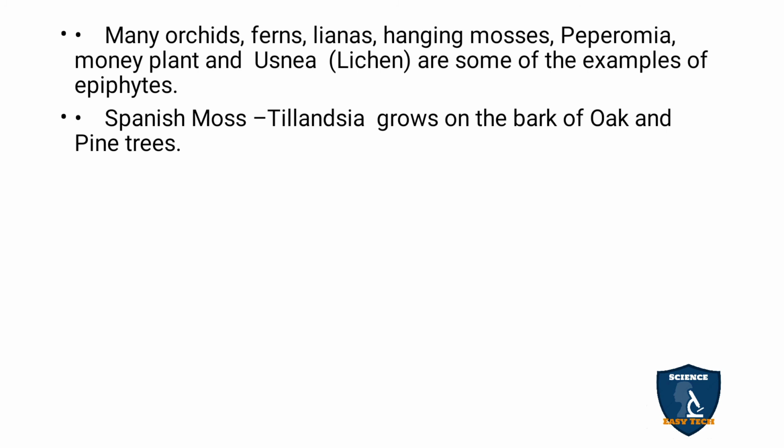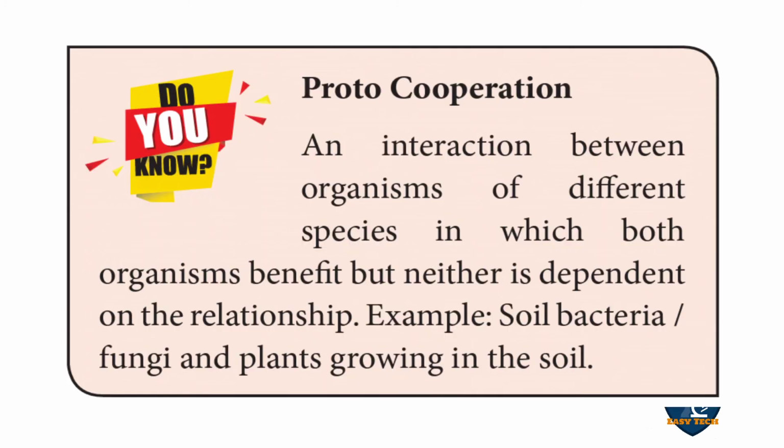Many orchids, ferns, hanging mosses, peperomia, money plant and usnea lichen are some of the examples of epiphytes. Spanish moss, that is Tillandsia, grows on the bark of oak and pine trees.